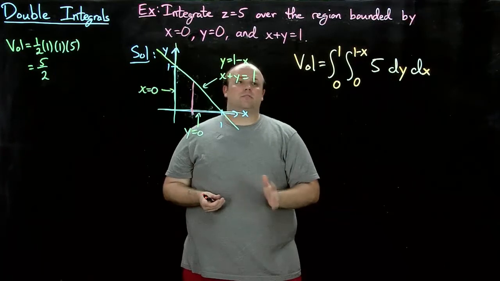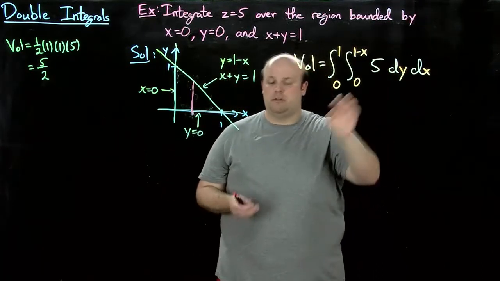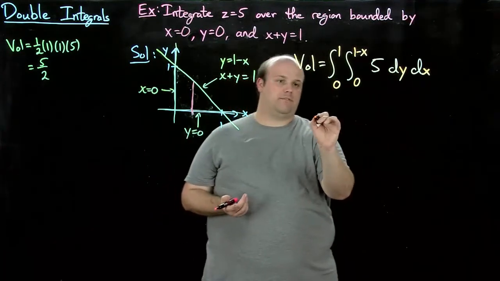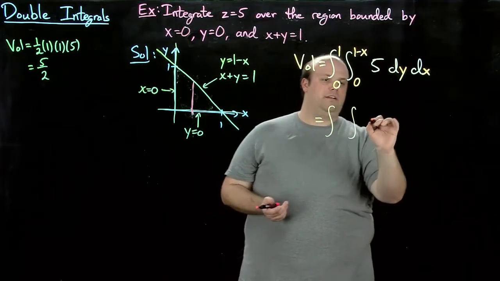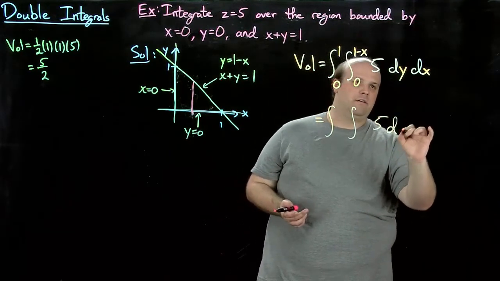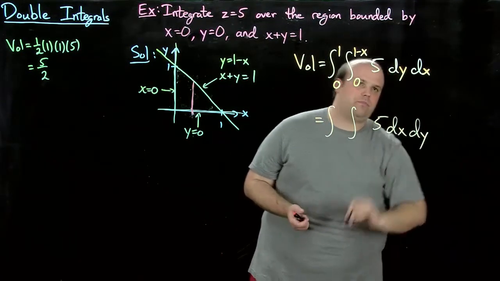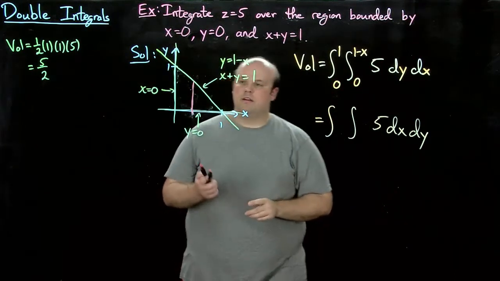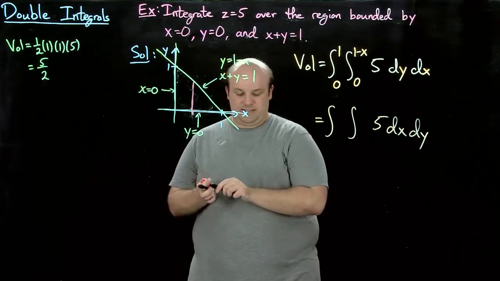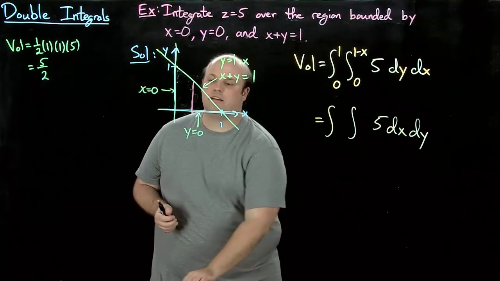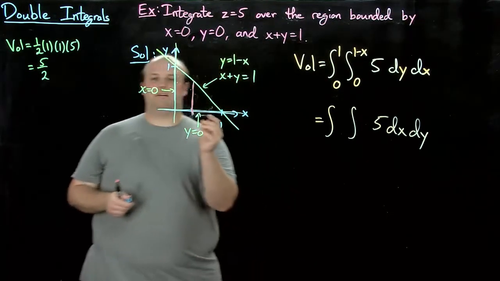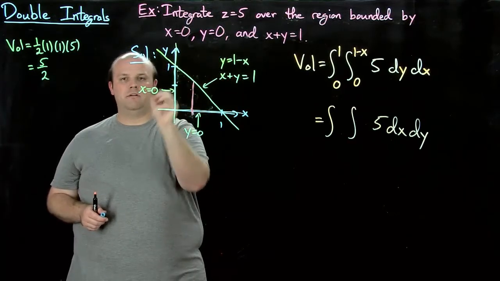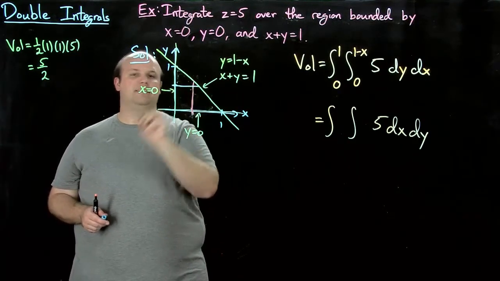Okay? So let's also set this up where we do the x integral first. So it'll still be 5. But now we want to do dx dy. So it's basically the same idea, except this time, what we do is we fix some y value and look at a slice this way.